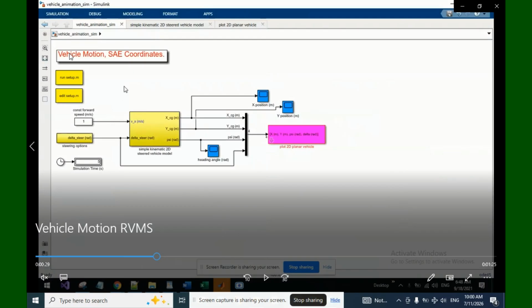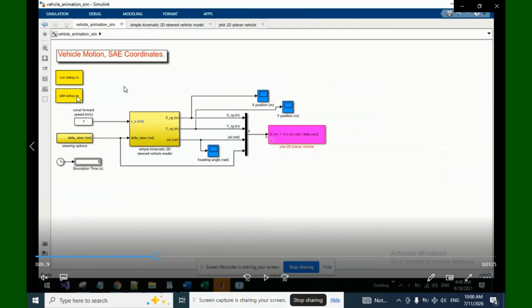You see that we have a vehicle motion based on the system, which is the Society of Automotive Engineers coordinates, and we have different sections here on the left side, run setup and edit setup, that we overviewed in these two MATLAB codes, and also we have some simulation time, which is 5 seconds, and we can extract our velocity and acceleration and also a steer angle here.